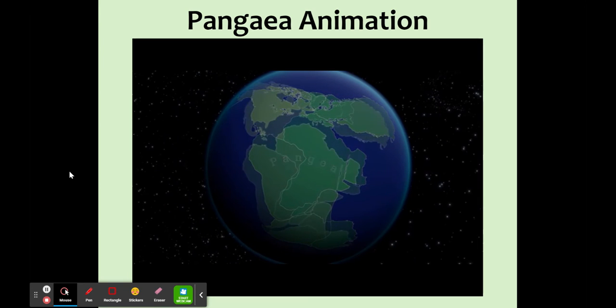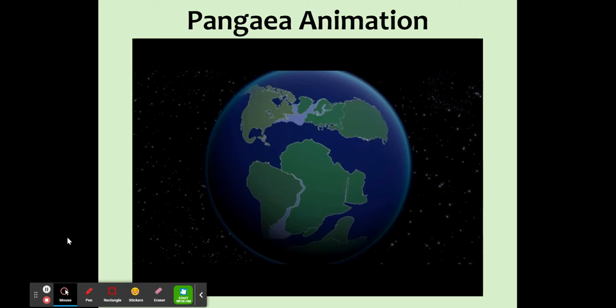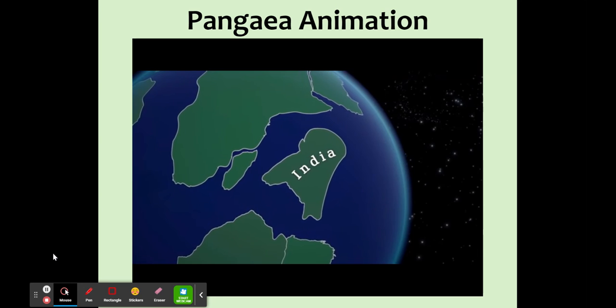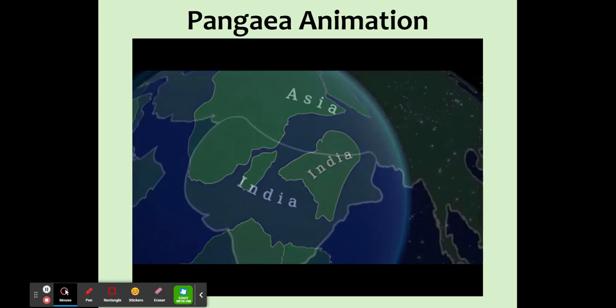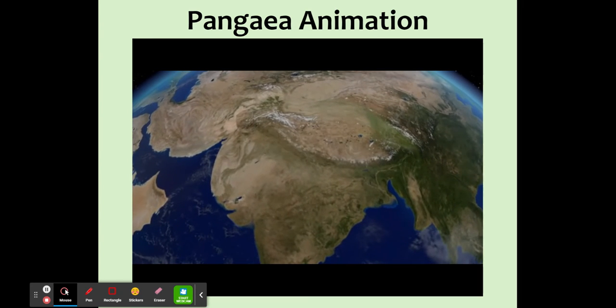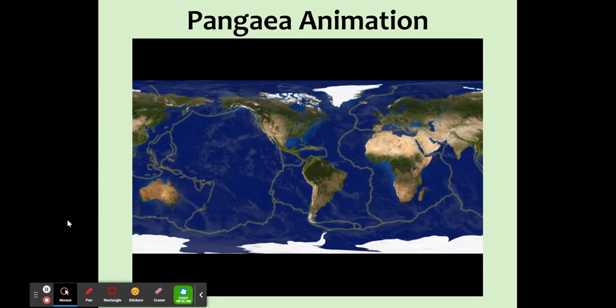Let's watch this movement as it occurred going forward in time. As Pangaea splits into three large pieces, the Atlantic Ocean starts to form. India starts its race to collide with Asia. As the continents take their current locations, India and Asia collide, and the Himalayas and Mount Everest appear. What is next?